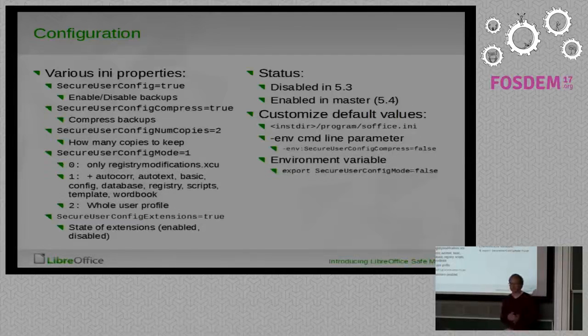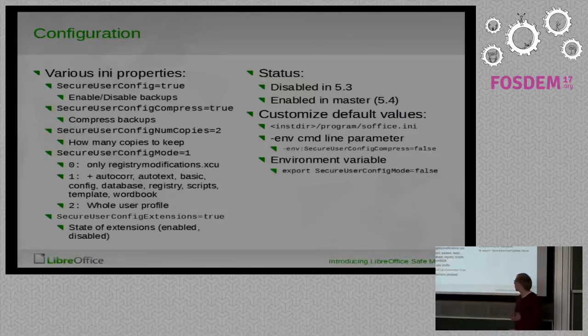Then SecureUserConfigCompress is whether it will be compressed or not. Number of copies, the next item, is how many copies are kept. The default is 2. And then there is an item SecureUserConfigMode. There are 3 numbers you can give: 0, 1 and 2. 0 means it backs up only the registry modifications, like the changes you did to the settings. Then 1 is the default.